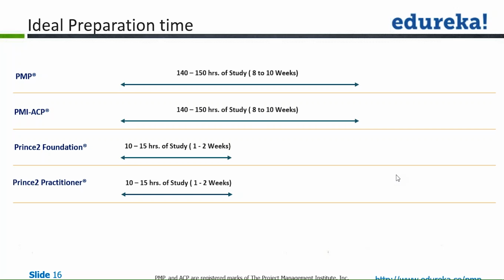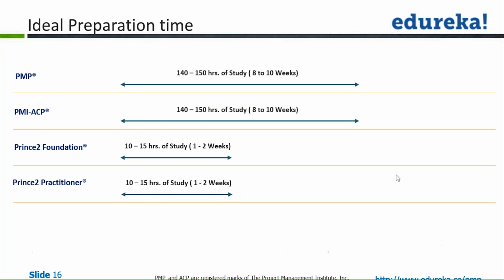So coming back to the preparation time needed for the PMP, I would suggest ideally it should be around 8 to 10 weeks. See, a lot of people would say, let's go for all the certifications and I want to finish everything in 2 months time.